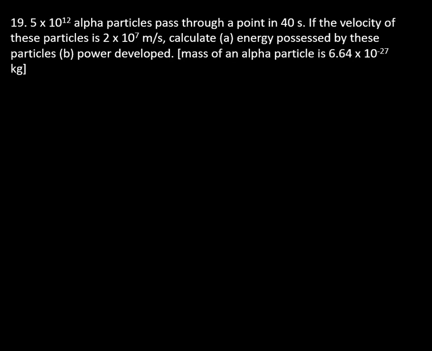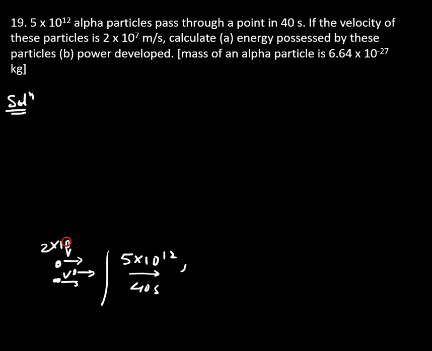So we have one more question over here, and in this question they are saying that there are certain alpha particles. These alpha particles are passing through a particular point. There are a certain number of alpha particles, like 5 into 10 to the power 12. These many alpha particles passed in 40 seconds, and they are moving with a velocity of 2 into 10 to the power 7. So they have kinetic energy, and they are passing through a particular point. So these alpha particles will have energy. We can also calculate power because we know how long they are taking to pass it, and thus we can find both of these things.